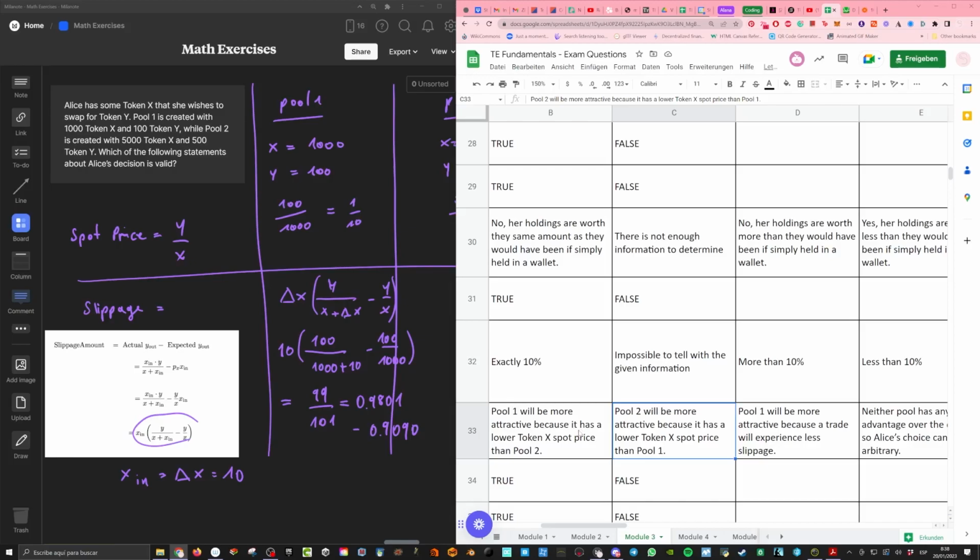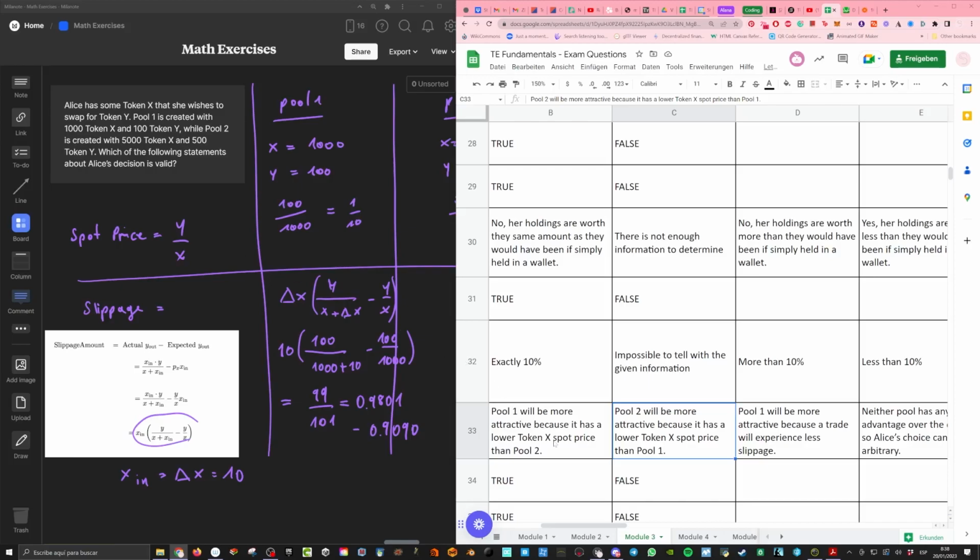Wait a second, before we move on. Actually, we're not answering the question here, because we cannot say pool 2 will be more attractive because it has a lower token X spot price than pool 1, because the spot price is the same for both pools. That cannot be the right answer. What are the other options?